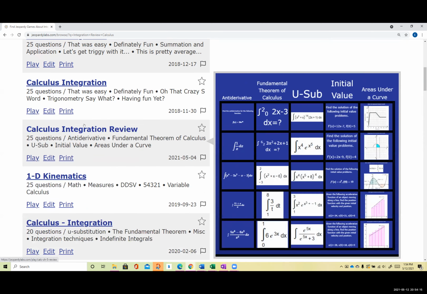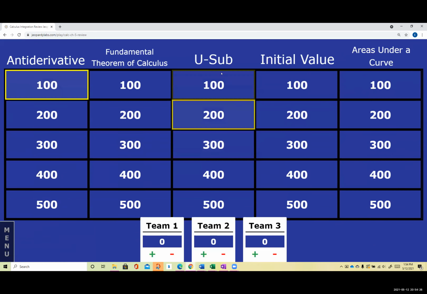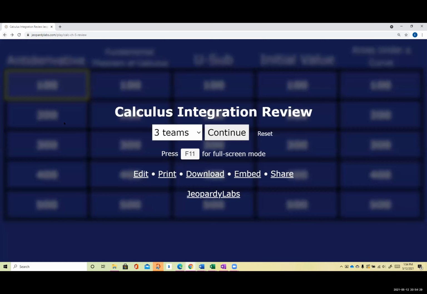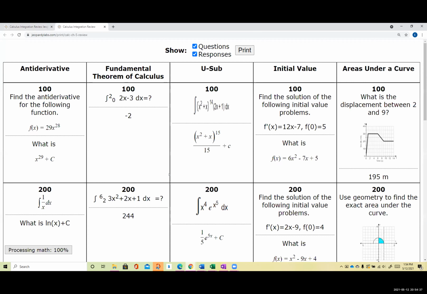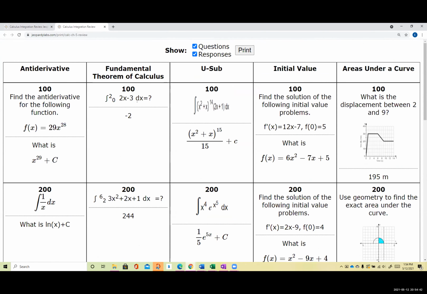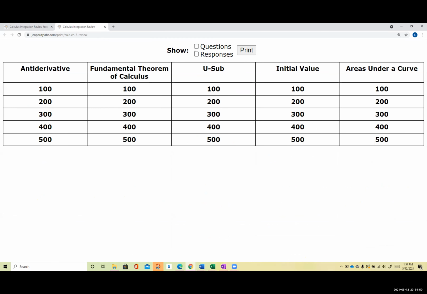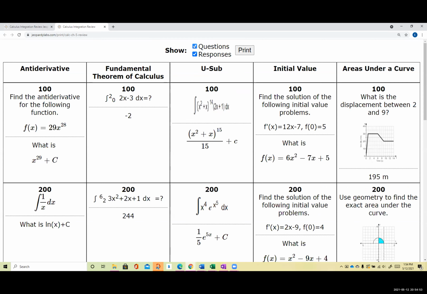So it's just a way that you can go in and review if you wanted to. I could just start the game and do this if I wanted to. Going back a little bit, notice that it says I can edit this if I wanted to and make it my own. I can print it out. You could go to print and you'll have all the questions and the answers in there with it. Or with this, I can just say I want the questions, and then I can print it with the responses.